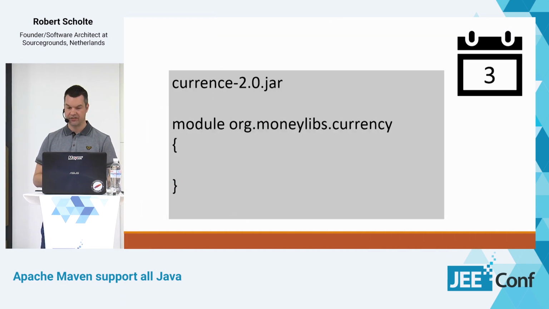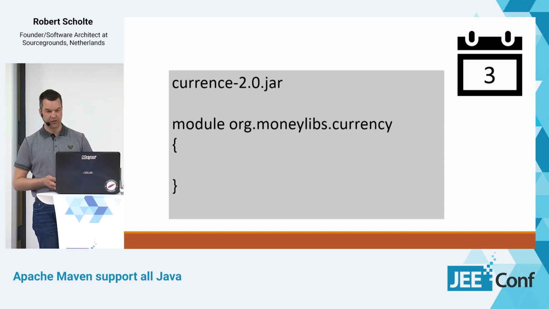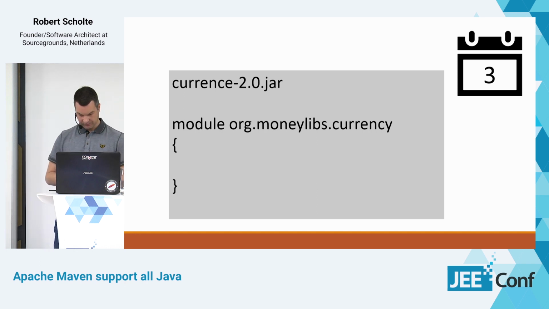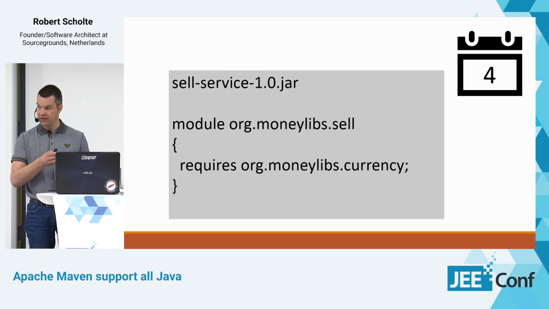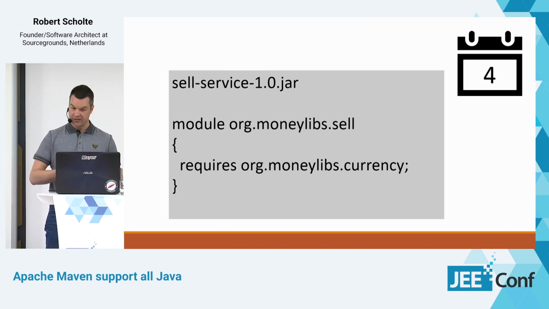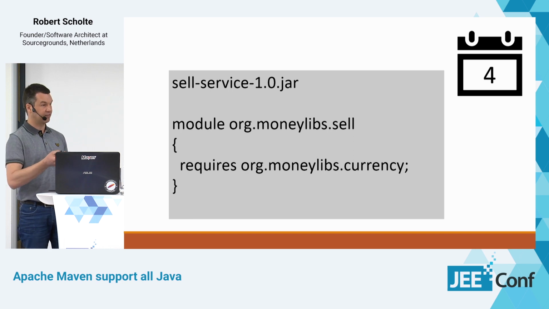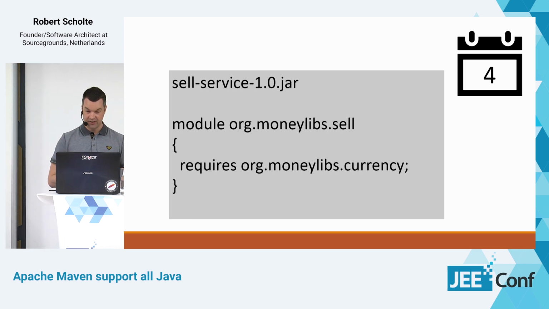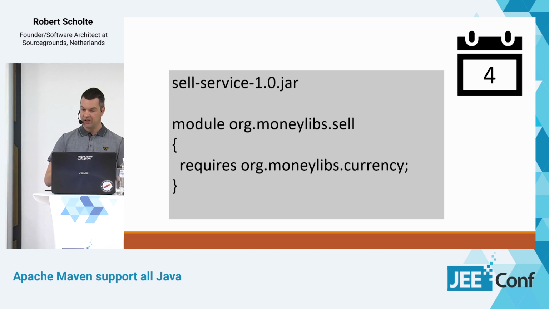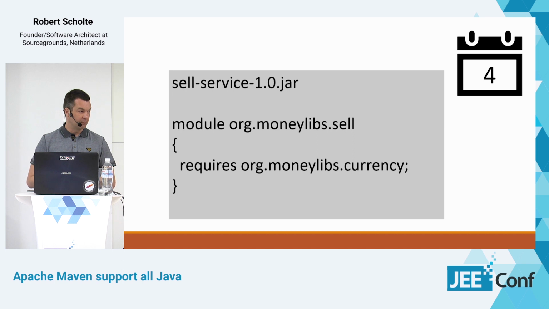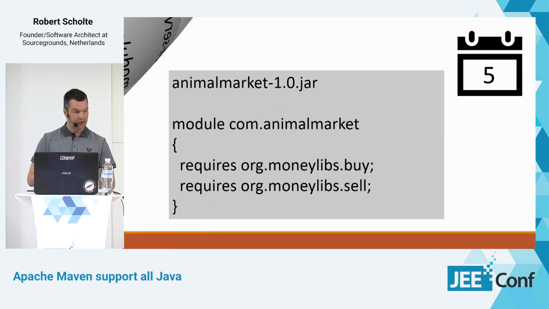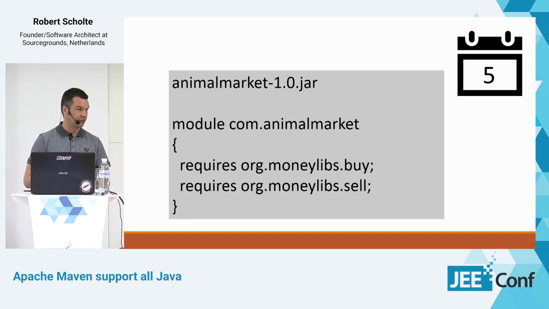After that, currency says, okay, let's start a version 2.0, and we really are going to add this module descriptor, and we're going to call it org.modularity.currency. So it is different than the automatic module name. After that, there's also a sell service, because if we can buy things, we probably can also sell things. This also has a module descriptor, and it requires this org.modularity.currency module. So these are still third-party libraries, and then we have our animal market. We're not going to do a pet store, that's quite small. We're going to do an animal market. And we're going to use both these buy and sell libraries.